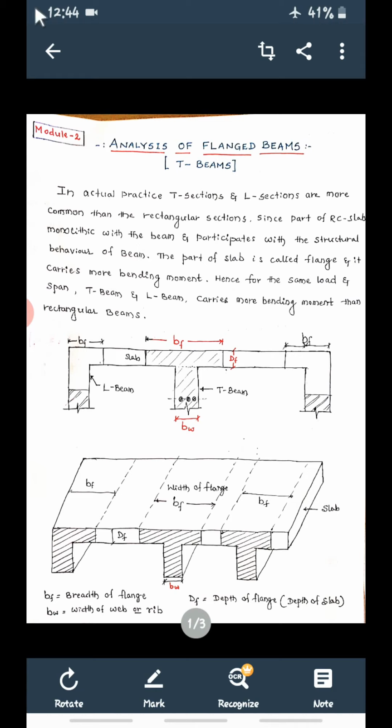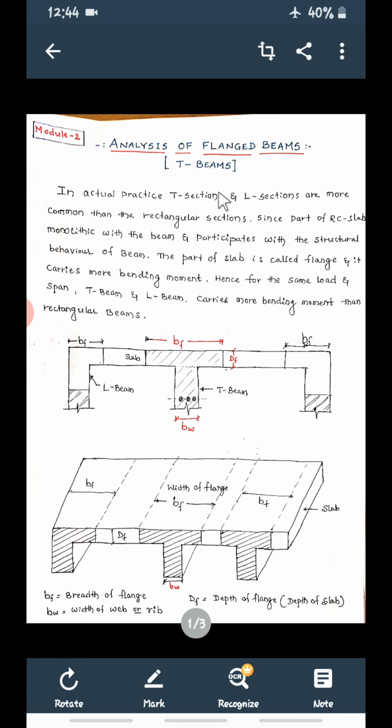In the previous sessions, we have considered analysis of singly reinforced beam. Then we have completed analysis of doubly reinforced beam. Let us move on to the next beam, that is how to analyze the flanged beams. Okay, that is analysis of flanged beams. Flanged beams are nothing but T beams and L beams.